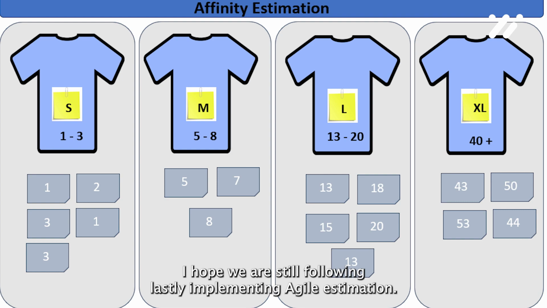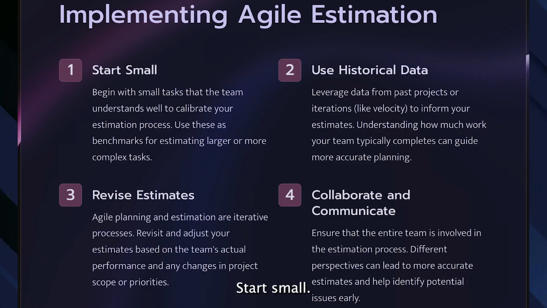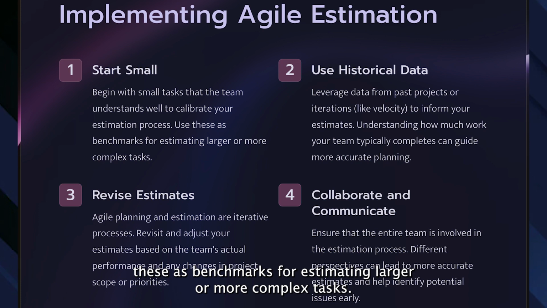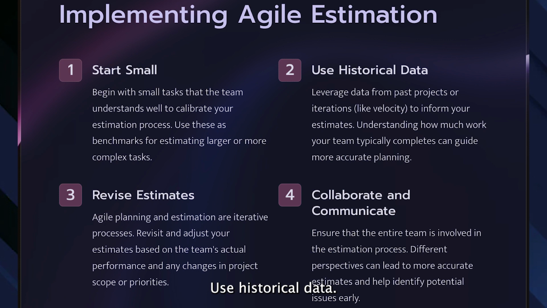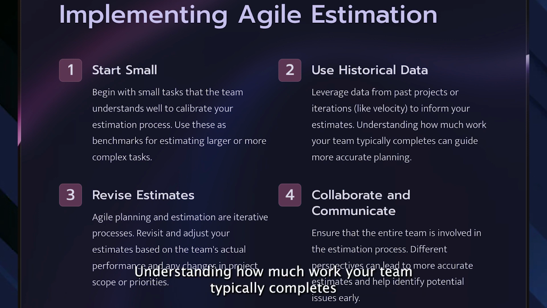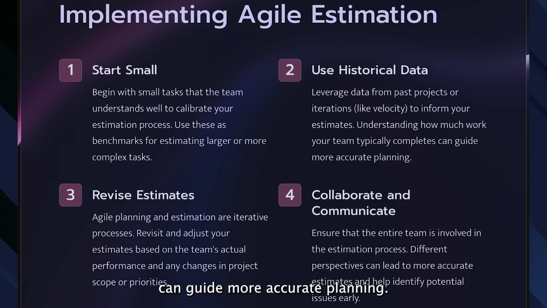I hope we are still following. Lastly, implementing Agile estimation. Start small. Begin with small tasks that the team understands well to calibrate your estimation process. Use these as benchmarks for estimating larger or more complex tasks. Use historical data. Leverage data from past projects or iterations, like velocity, to inform your estimates. Understanding how much work your team typically completes can guide more accurate planning.